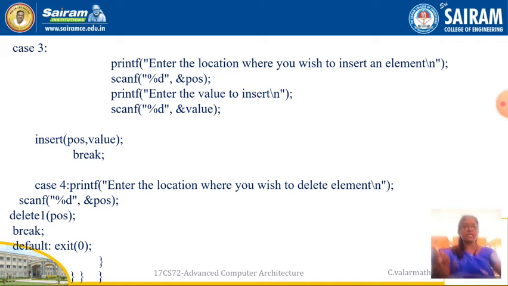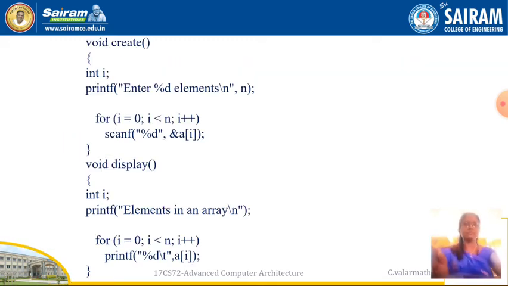Then case 4. Case 4 is the delete option. For deleting, we also need one input variable, the position that should be deleted, right? That is obtained with the help of a pair of printf and scanf statements. Here position is read as %d, that is an integer. After we get the position value, the delete function should be called, as given here. Then the final option, the default option, is exit. Okay, fine. So this is what happens in the switch cases.